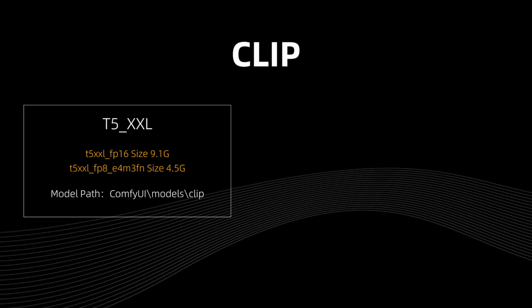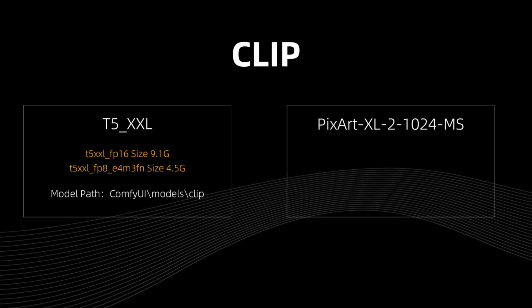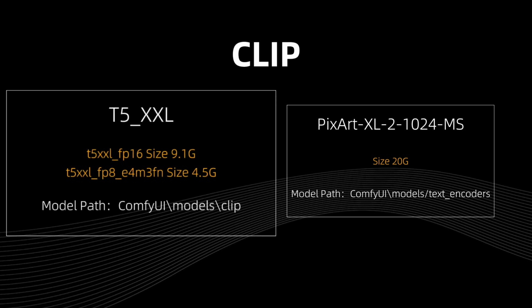in the model/clip directory. The clip used by LTX Video nodes is PixArt XL 2-1024 ms, which is around 20 GB and can be cloned into the model/text_encoders folder via Git LFS. However, it's quite large, so I prefer to use T5_XXL.